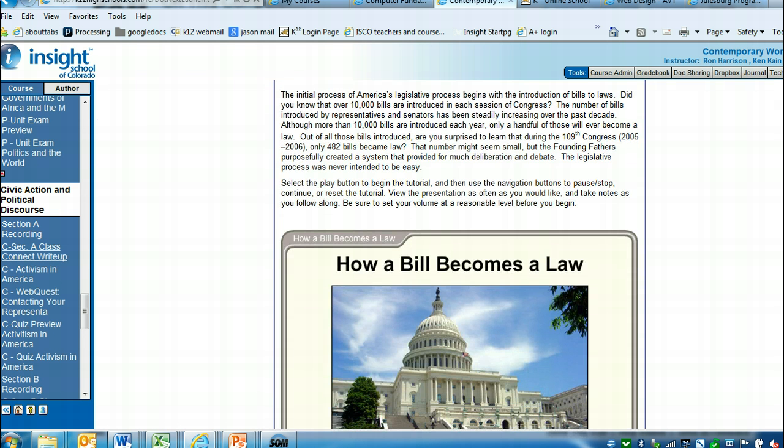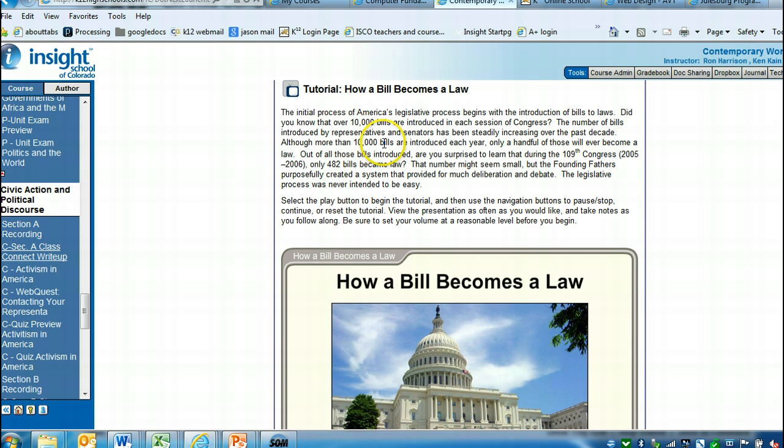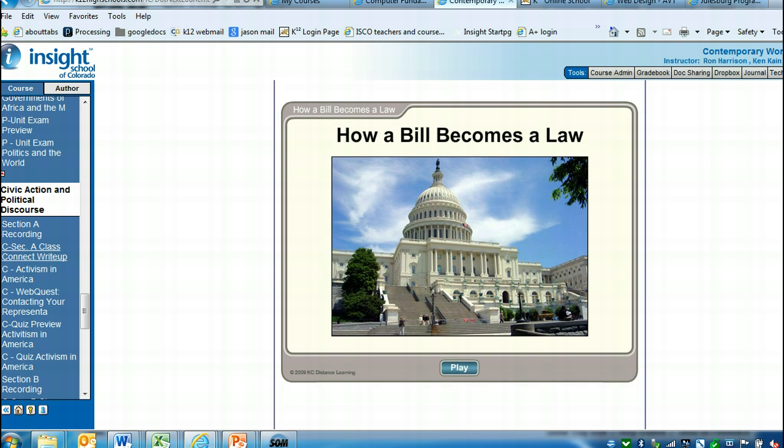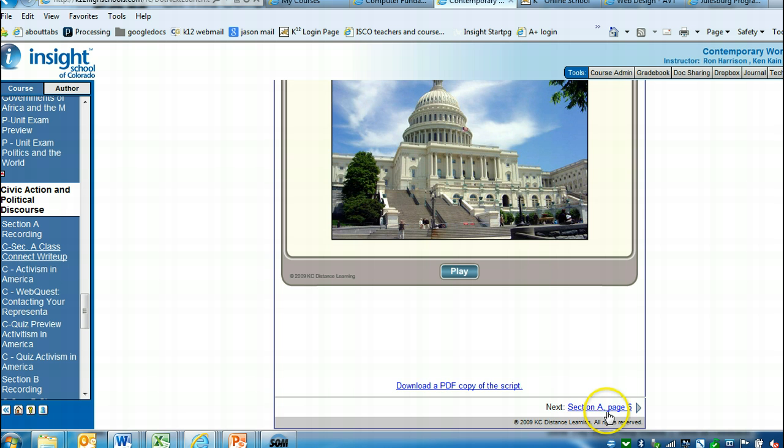Here's a tutorial about how a bill becomes a law. Something interesting here: every year, over 10,000 bills are introduced by the congressmen and senators. But in 2005, 2006, only 482 out of the possible 10,000 were enacted into law because it's such a long, tedious process. And some of the bills aren't important for a variety of people, so they end up just being squashed right at the beginning. So go through this little tutorial to see what you remember about how a bill becomes a law.